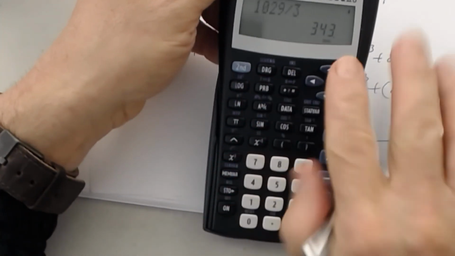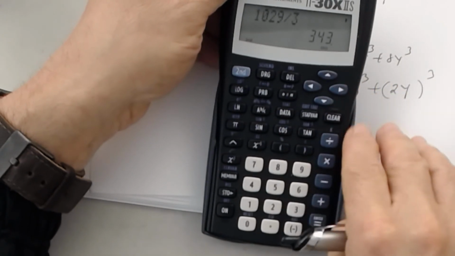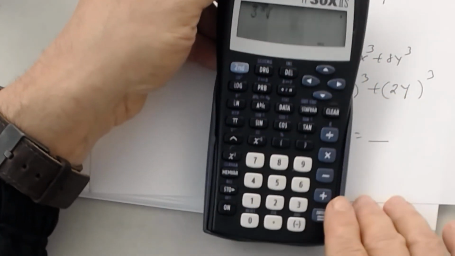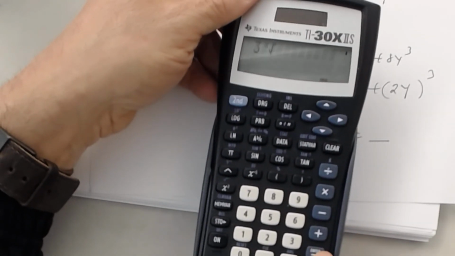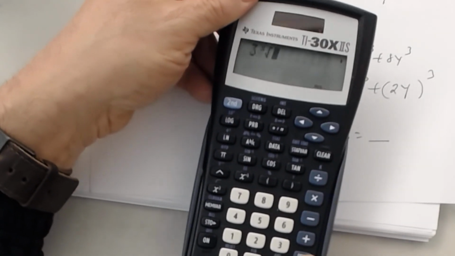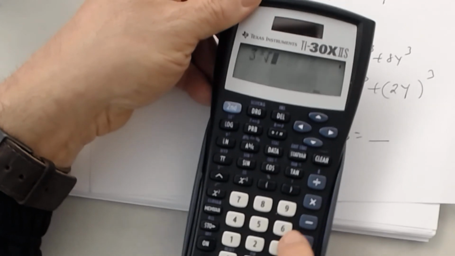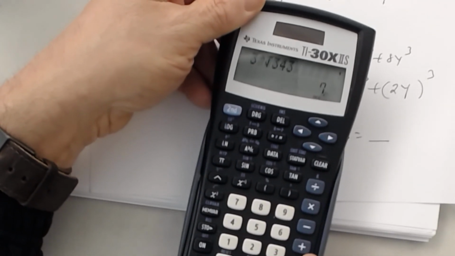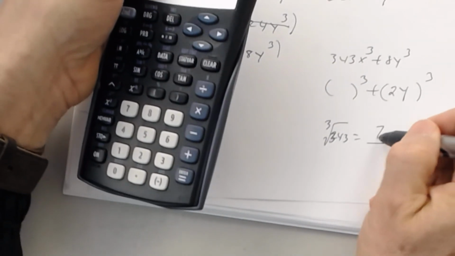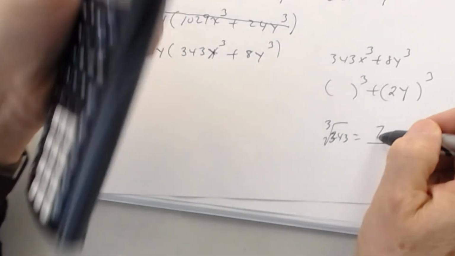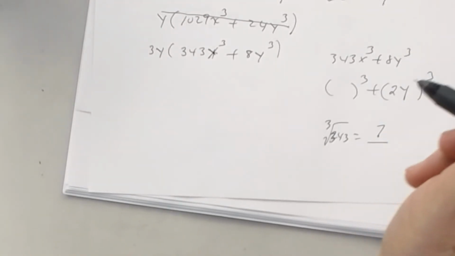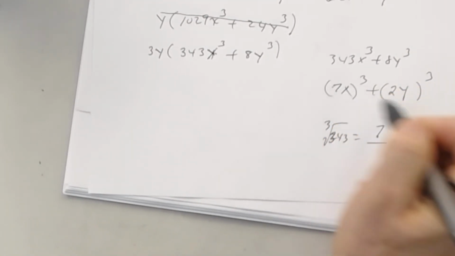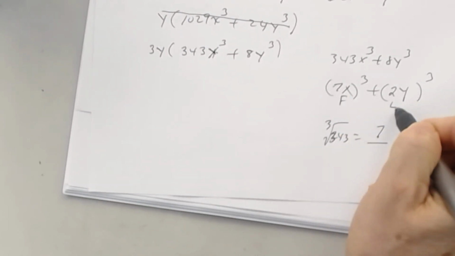Yeah, use your calculator. Second, I'm sorry, I forgot to put the 3. So 3, second, and then that x function, 343, press equal, and you got 7? All right, do you all get 7 if you have a calculator? Yes. All right, but what goes inside the first parentheses, though? It's not just 7, it's 7x.